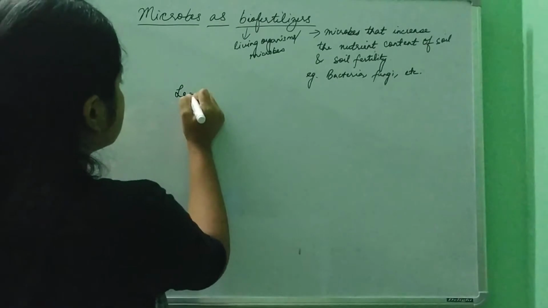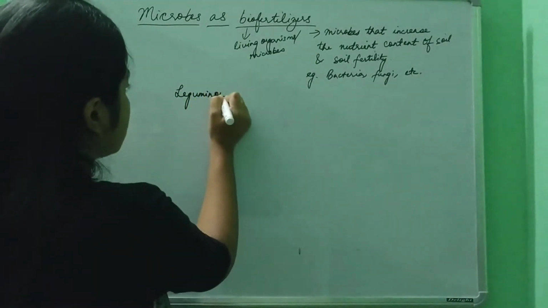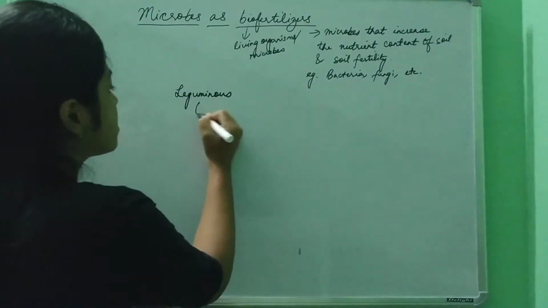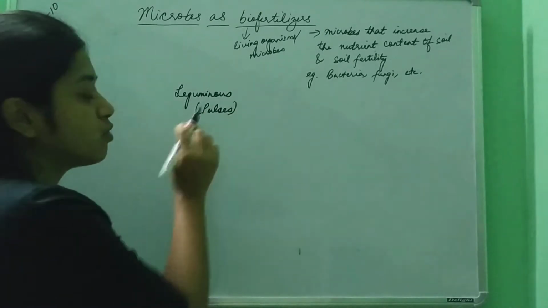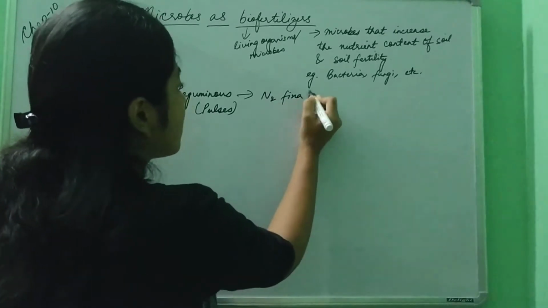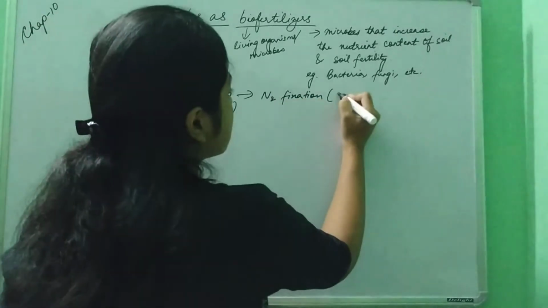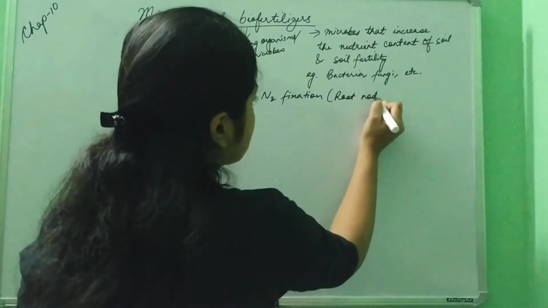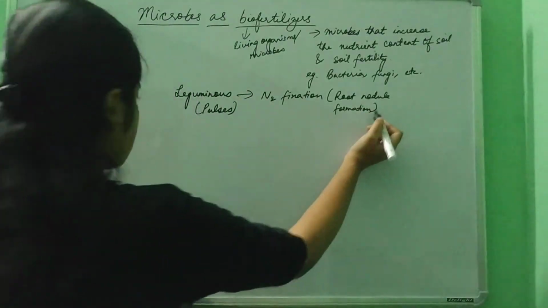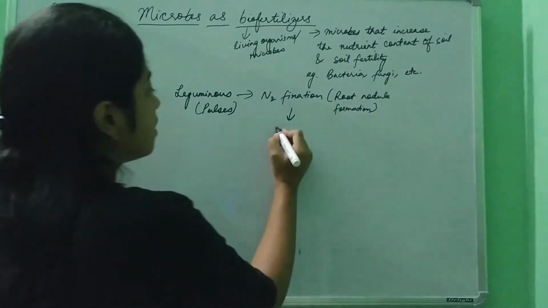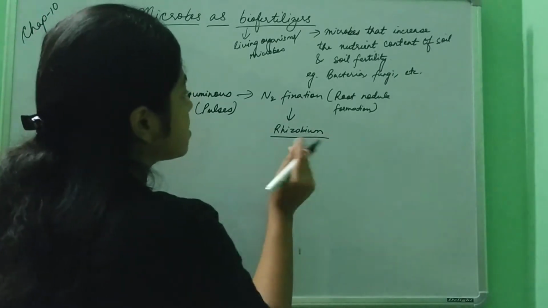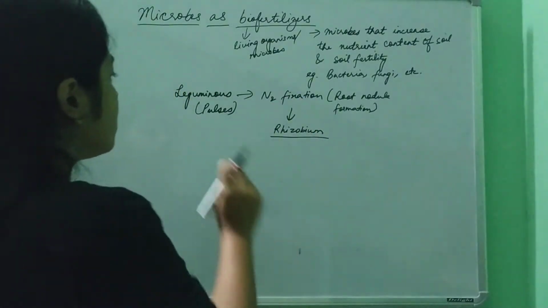An example, note down the example, these are leguminous plants. In class 11, we studied leguminous plants, which are pulses. These are known as leguminous plants. So in leguminous plants, nitrogen fixation occurs. We have studied root nodule formation. Nitrogen fixation occurs by which bacteria? Rhizobium. Okay, Rhizobium causes nitrogen fixation or the root nodule formation in leguminous plants.